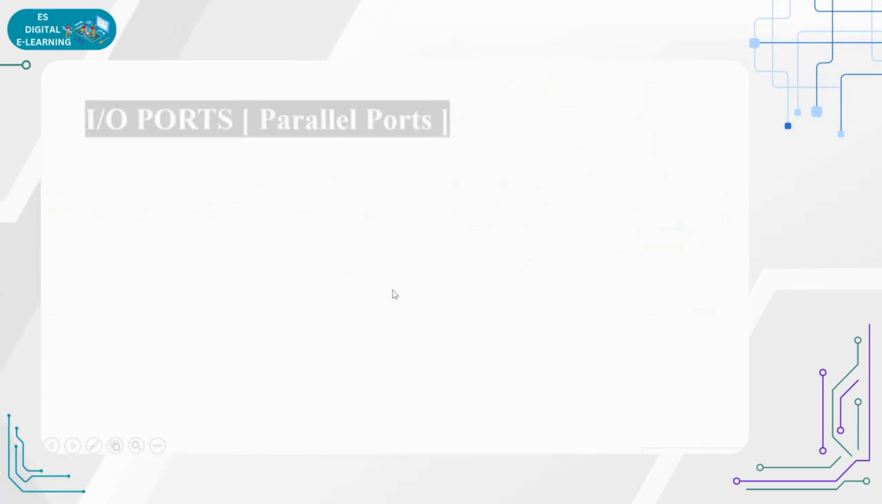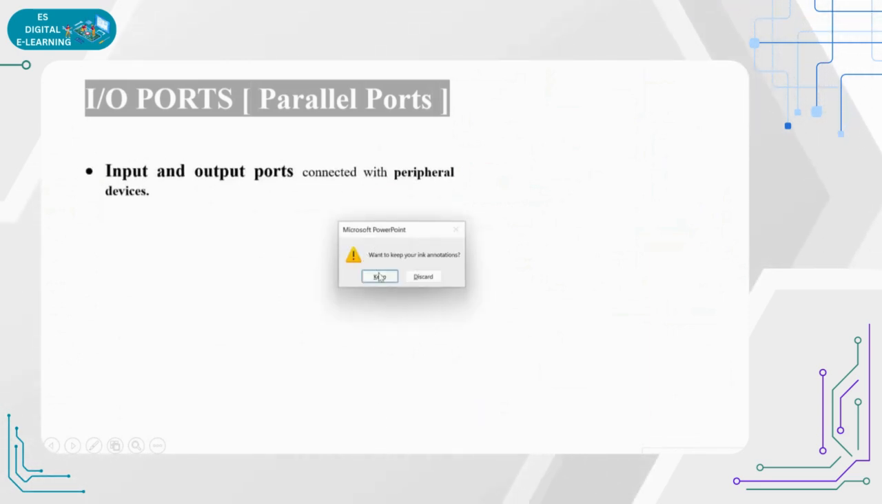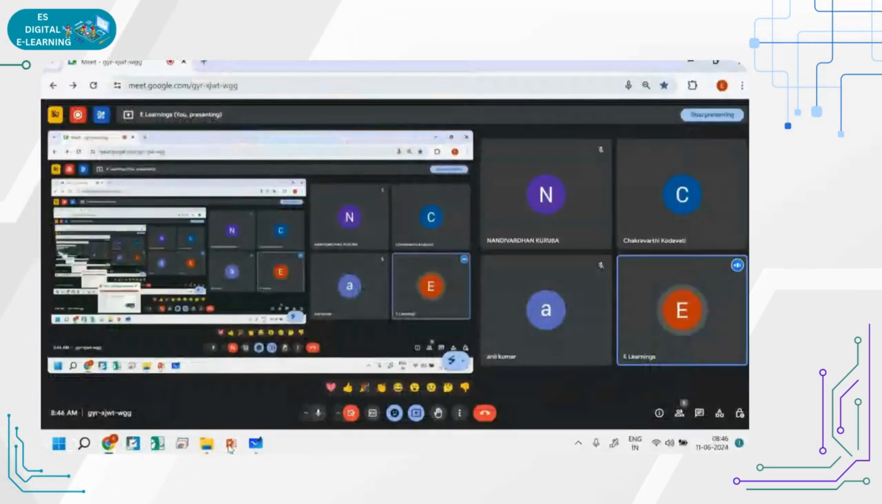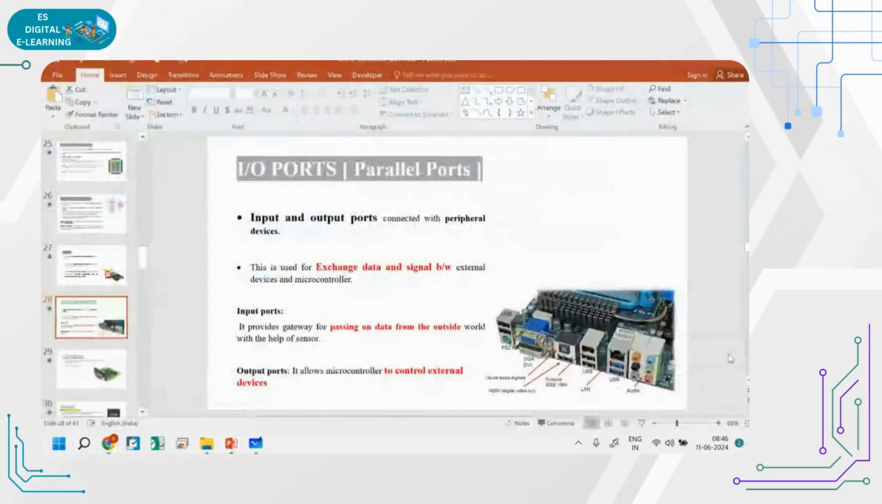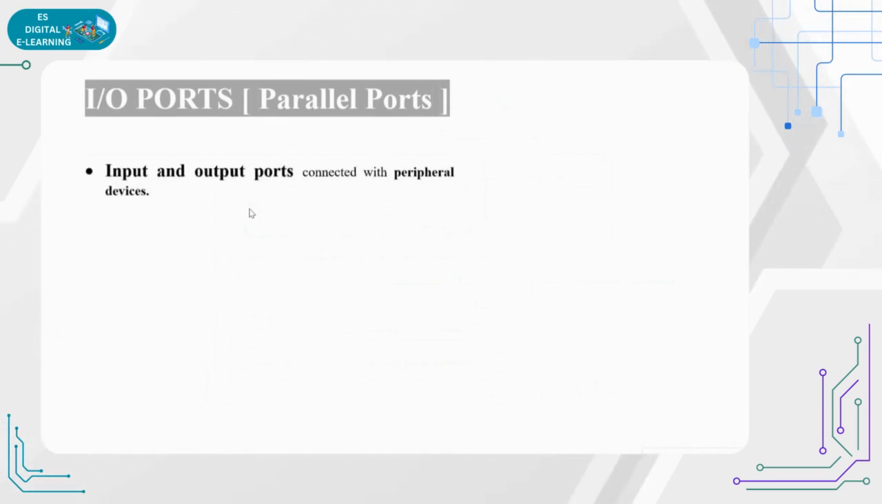Getting it right? What are the IO ports? IO ports are the parallel ports. Are you all there? Okay, I didn't get a response. So please respond. I'm going fast, is it fine that you are able to follow it? Yeah, Mahendra, you can follow. Okay, then thank you.